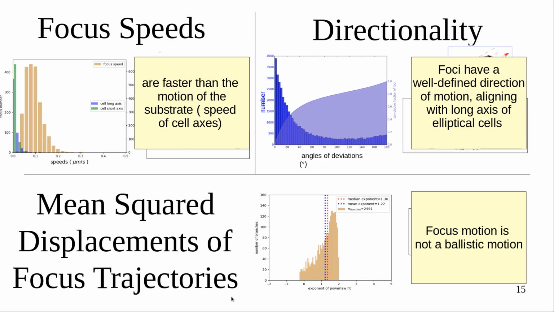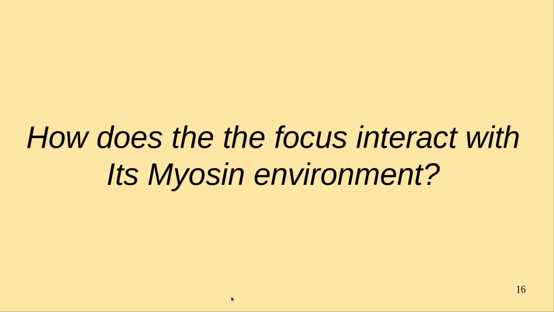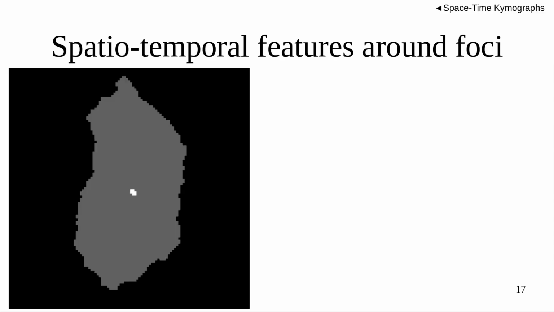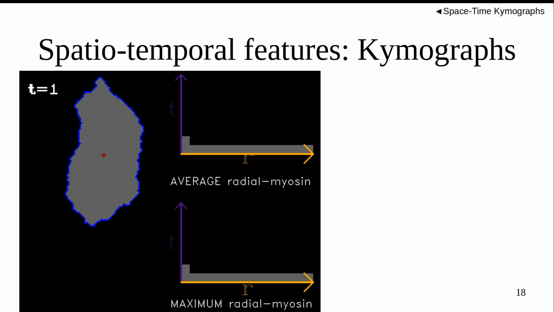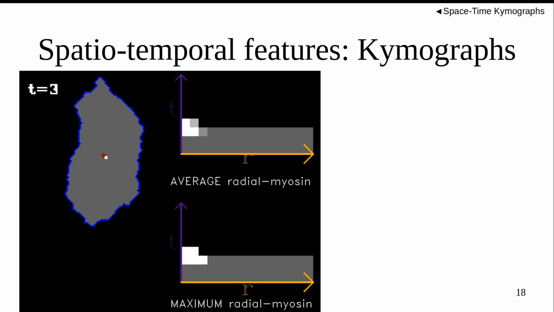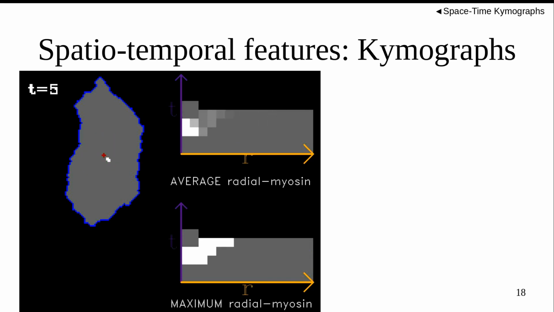To investigate what focus motion is really like, we want to answer this question first. How does the focus interact with its myosin environment? And to do that, let's think of the simplest focus possible, this one. Since we know from tracking what its coordinates of birth are, we can put our scope there and look radially outwards in this green circle before and after its birth, polling at each point the radially average and the maximum myosin.